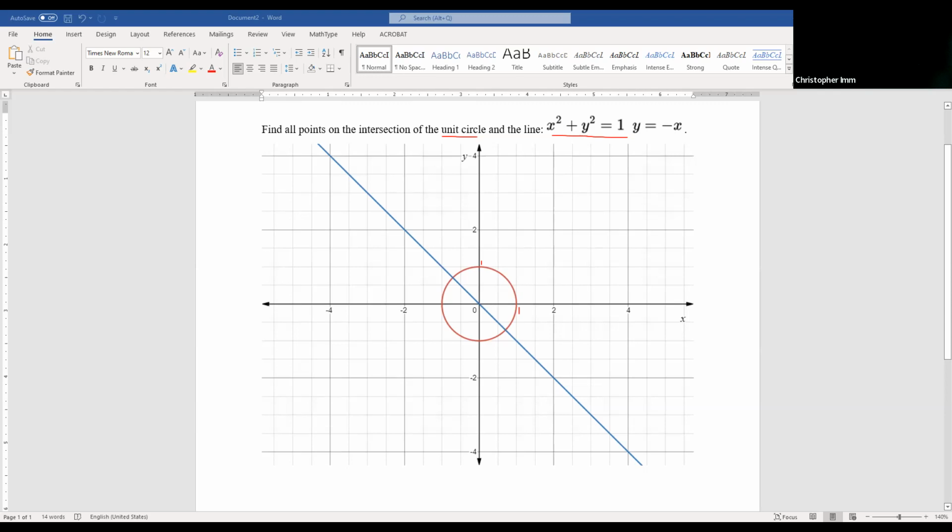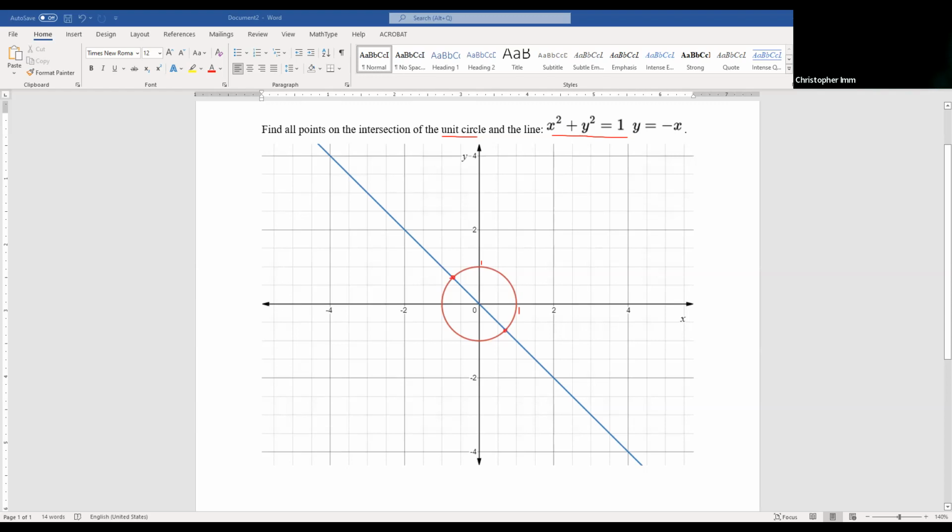This blue line is y is equal to negative x. That's a line that goes through the origin. So its y-intercept is (0, 0), and it has a -1 slope. You can see that the intersection points are here in the second quadrant and the fourth quadrant.